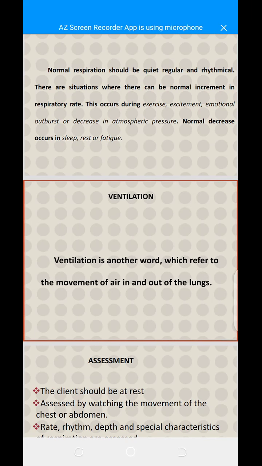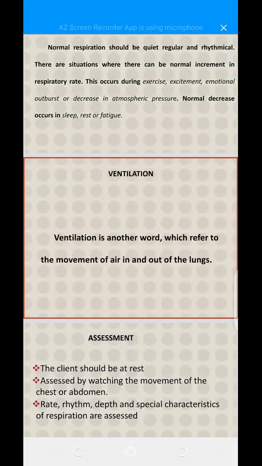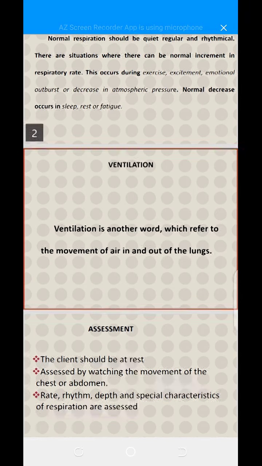So under normal circumstances, there are some factors that can increase respiratory rate, such as exercise, excitement, emotion, and even atmospheric pressure. While under normal circumstances, there are some factors that can also decrease respiratory rate, such as sleep, rest, or fatigue, among others.